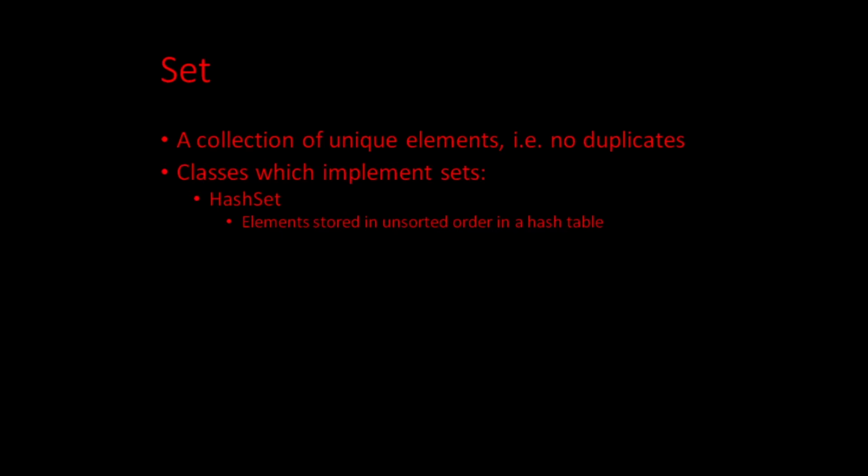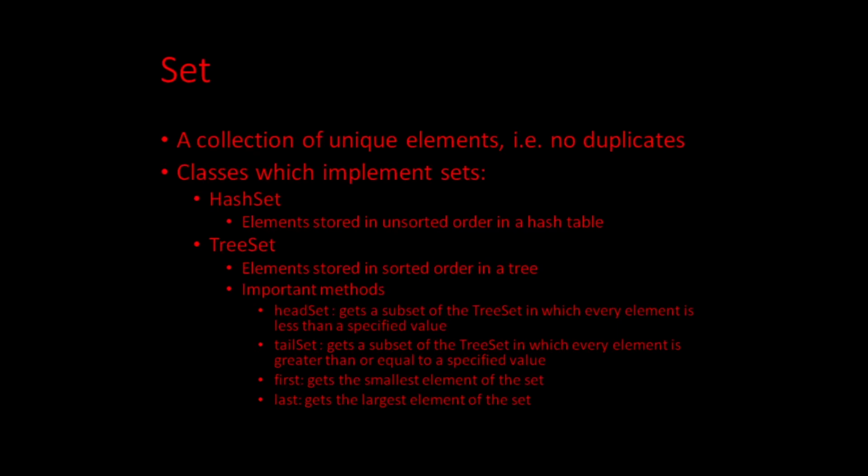Because the elements are unsorted, it is very efficient to insert new elements into a hash set. Searching for elements in a hash set, however, is very inefficient. Another class which implements the set is the tree set. With the tree set, elements are stored in sorted order in a tree. As you might have guessed, inserting elements is not as efficient as with the hash set because elements must be inserted in a sorted order. However, retrieval using a tree set is much more efficient than using the hash set.